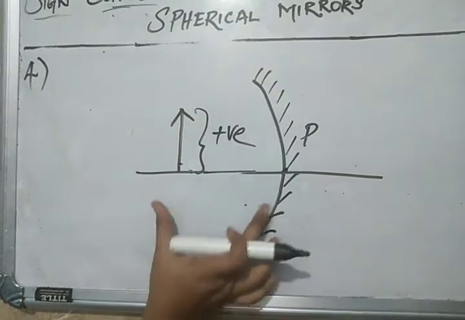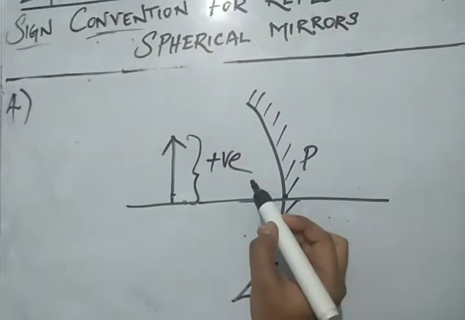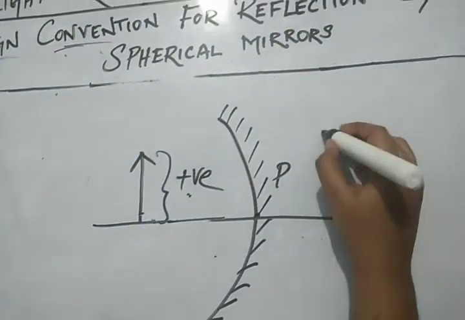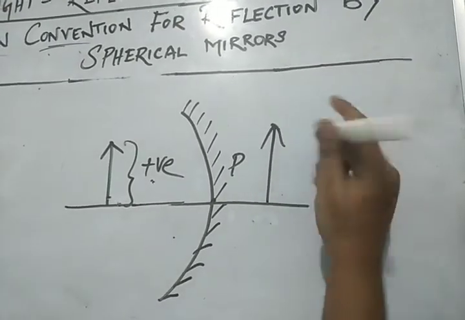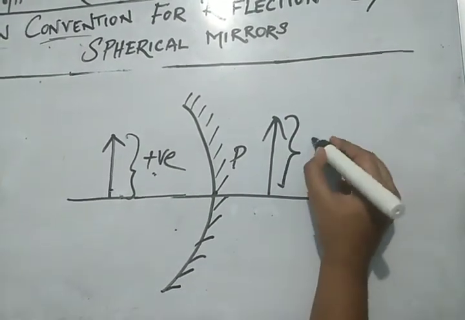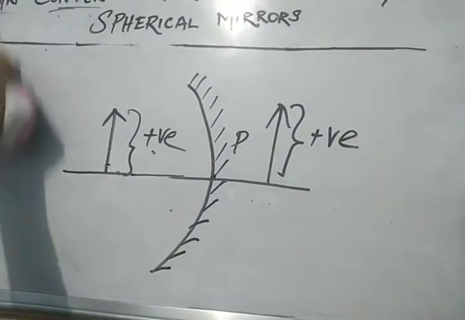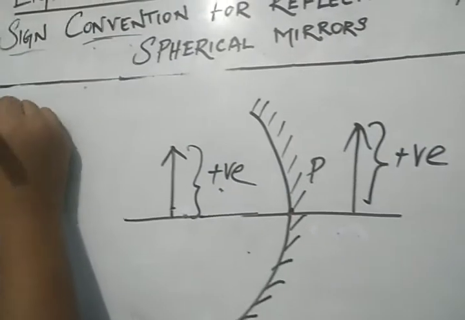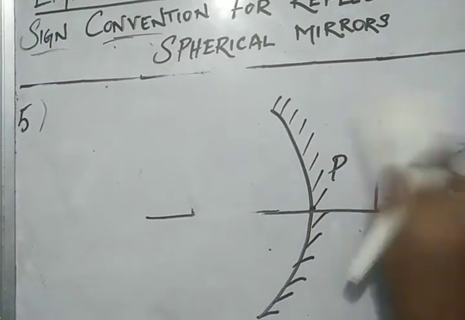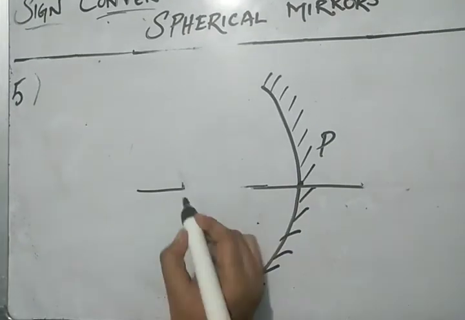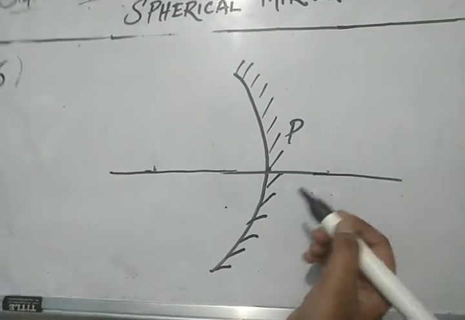I am not talking about this distance. This distance specifically is taken as positive. Even if it is here, I am talking about this height. Even this is taken as positive. Now, in the fifth sign convention, I am taking an object or an image that is perpendicular to the principal axis and below the principal axis.